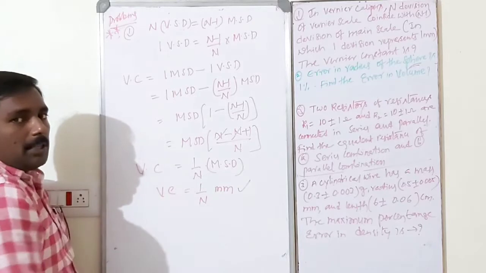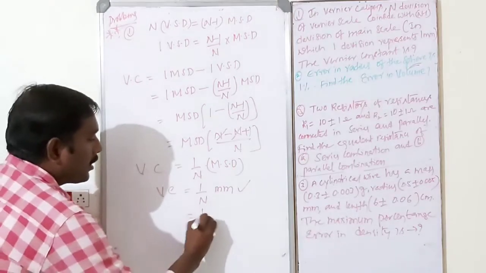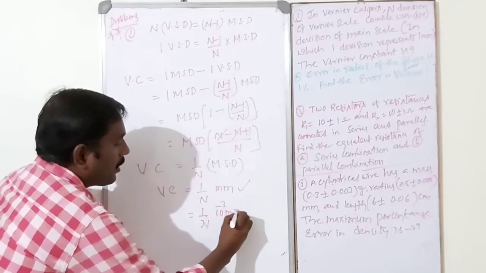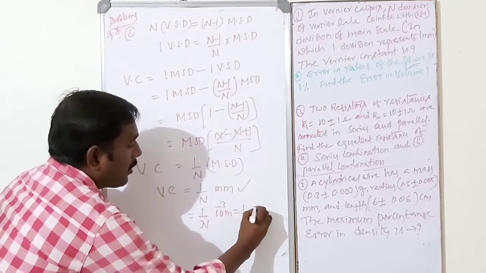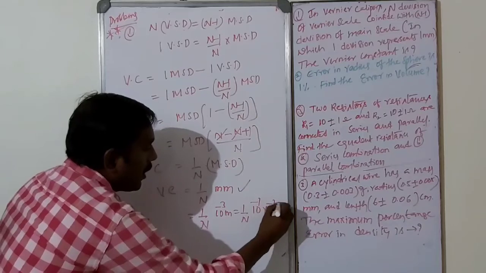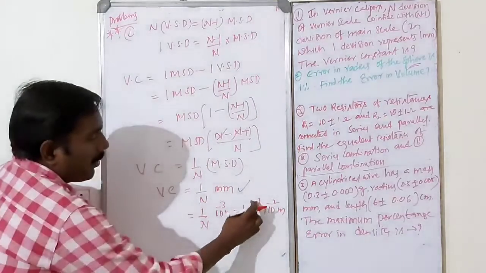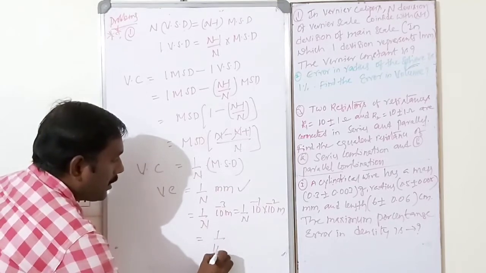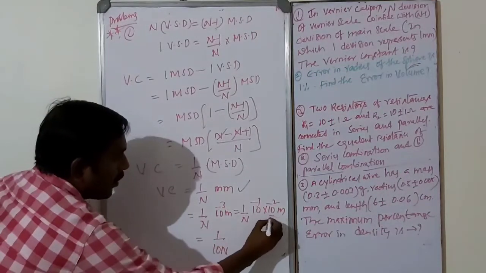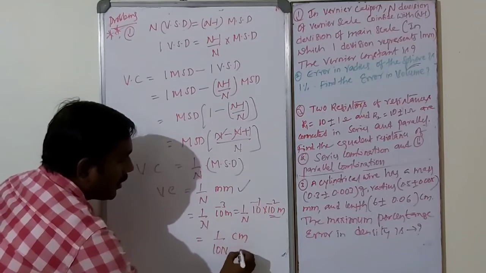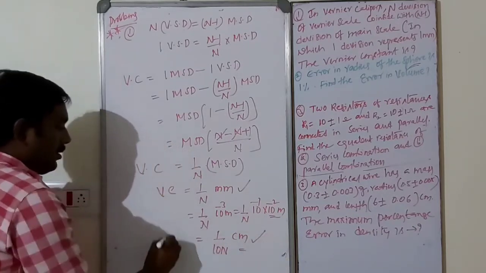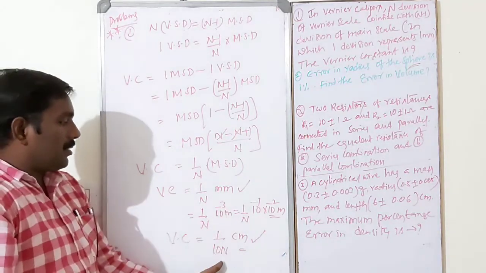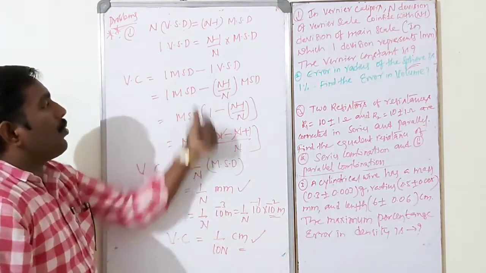Suppose in terms of centimeters, it is nothing but 1 by n. Millimeter is 10 power minus 3 meter, so 1 by n times 10 power minus 1 into 10 power minus 2 meter. So 10 power minus 1 goes to the denominator, giving 1 by 10n. 10 power minus 2 is nothing but centimeter. So this is also correct. This is millimeter, this is centimeter. Very important one.